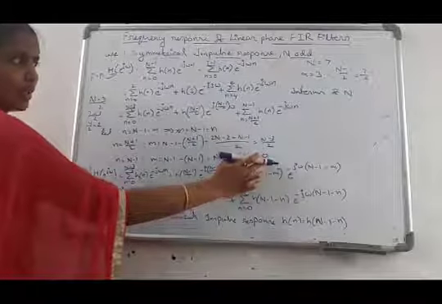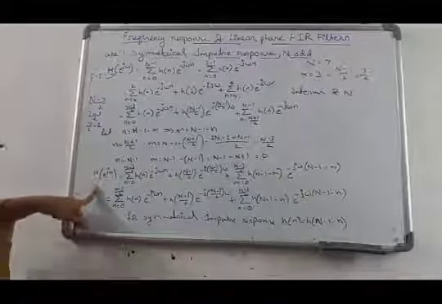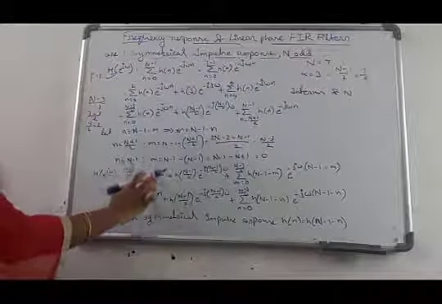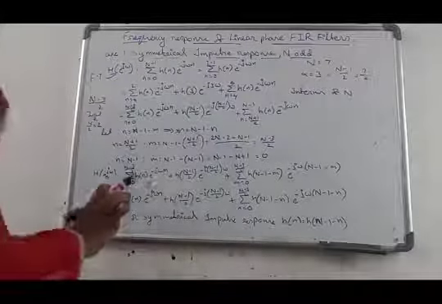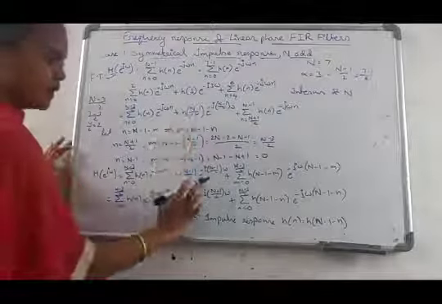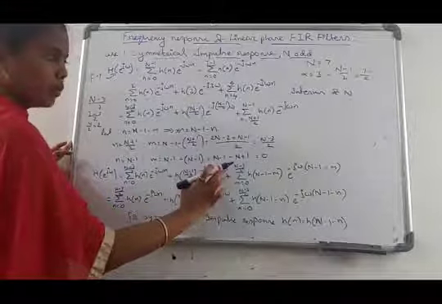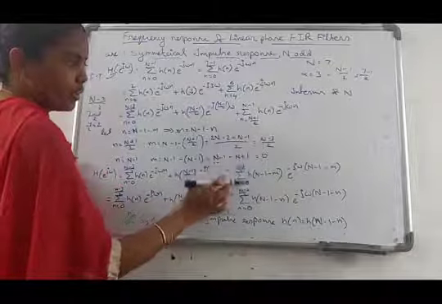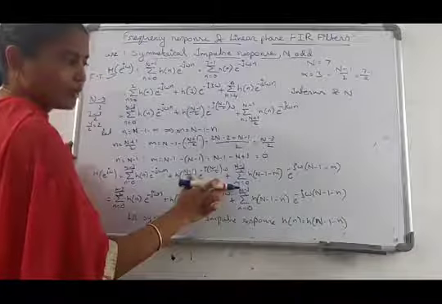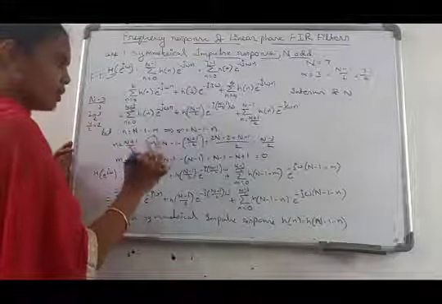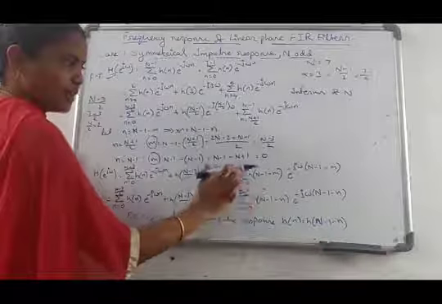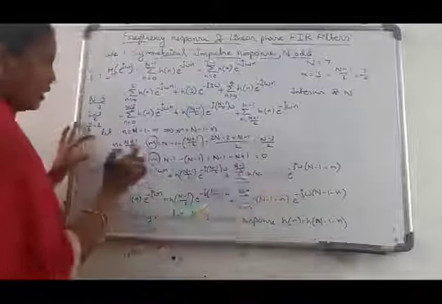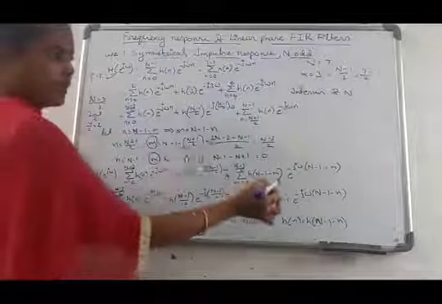Now H of e power j omega is equal to the summation n equals 0 to N minus 3 by 2 of h of n e power minus j omega n, plus h of N minus 1 by 2 e power minus (N minus 1 by 2) omega, plus the summation over m, where now we are getting the limits N minus 3 by 2 to 0. Now I am writing it as m equals 0 to N minus 3 by 2 of h of n e power minus, in place of n. So what is n? I am writing the n value as this one.